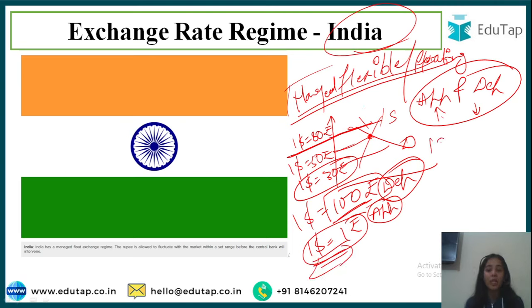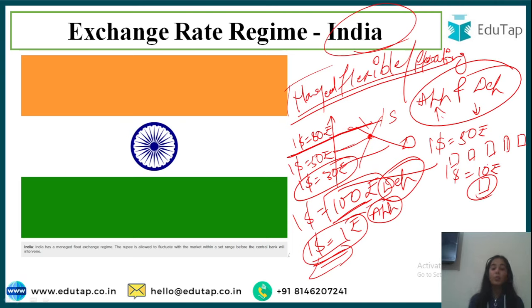In appreciation, your exports will stop. Americans were getting $1 equal to 50 rupees, so they were getting 5 goods. But if they will get $1 for 10 rupees, they will only be able to buy 1 good. So the exports will stop, or exports will lessen in appreciation. So the RBI cannot let too much appreciation or too much depreciation of the currency.